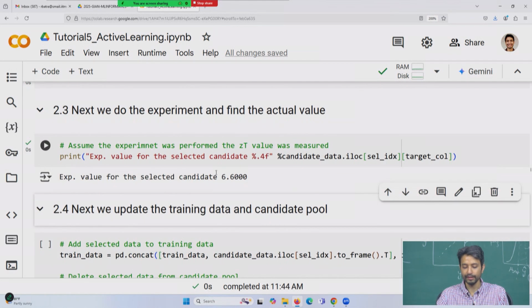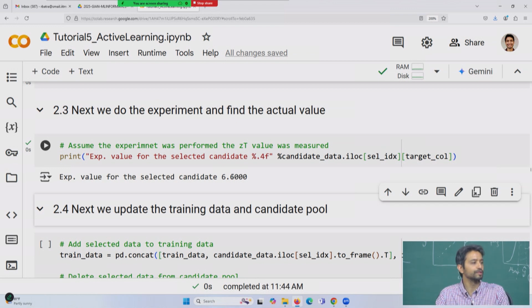But in this case, that part is understood, that somewhere you went ahead and did the experiment and got back this value. Now, this 6.6, is it the predicted value or the actual experiment value? This is the actual experiment value.